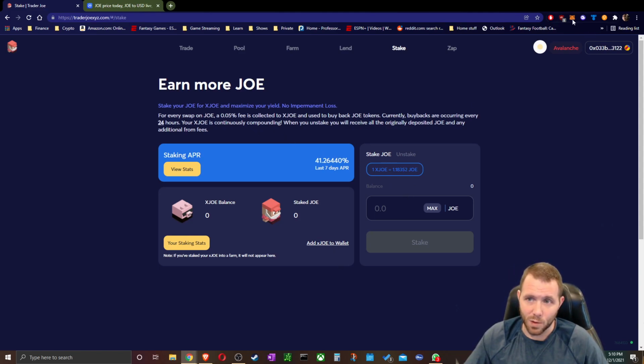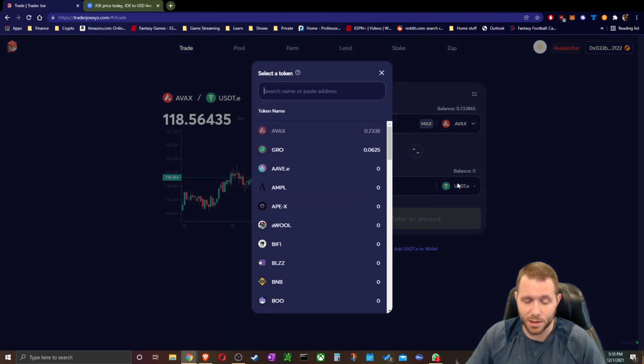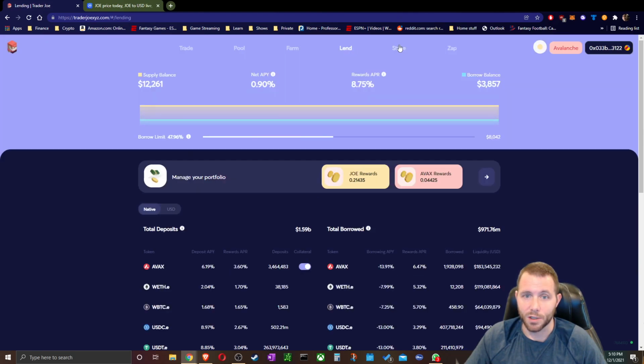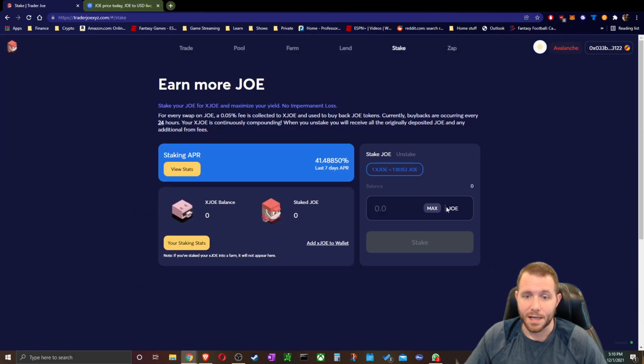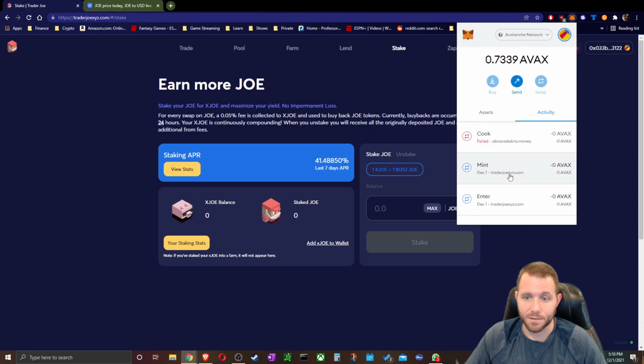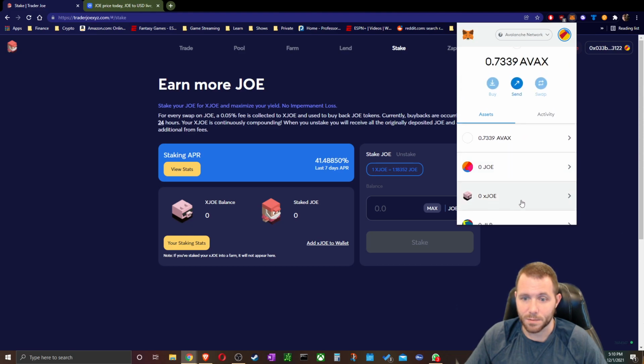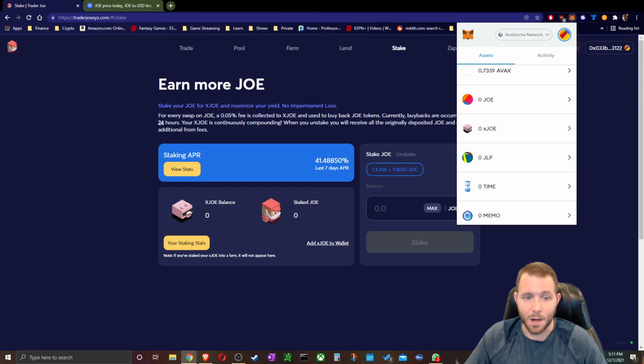If you don't have Joe in your wallet, here's where you can add it. You can also add it back here. Like if I went to here and typed in what I showed you earlier, you could add Joe, or I'm sorry, this is how you add Joe to your wallet. Here's where you would go to add XJoe to your wallet. So it shows up in your list of assets, right? I got it here. So here's Joe, XJoe.